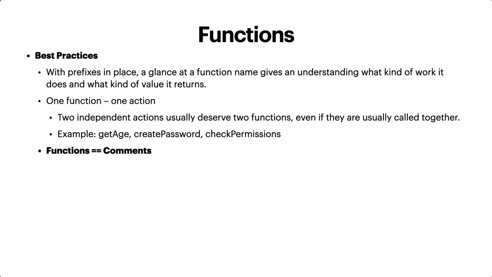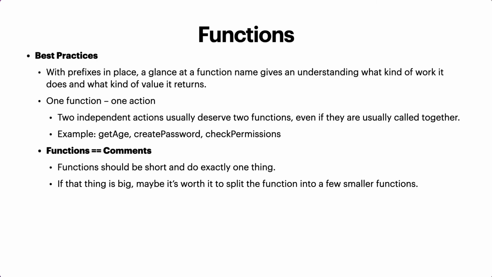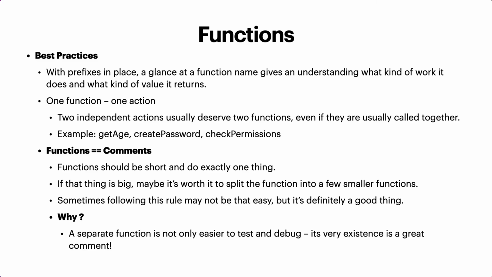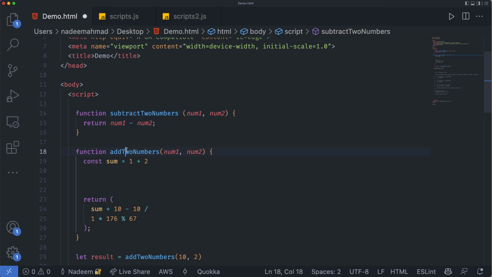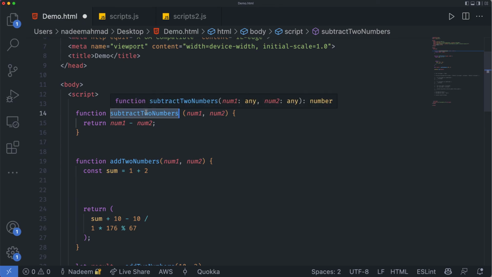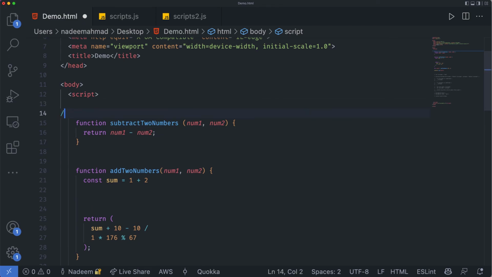Functions equal comments. What does it mean? Functions should be short and do exactly one thing. If that thing is big, maybe it's worth splitting the function into a few smaller functions. Sometimes following this rule may not be that easy, but it is definitely a good thing to do. Why? Because a separate function is not only easier to test and debug, its very existence is a great comment. By the function name, whatever we name the function, we directly know that this function does addition of two numbers. This function takes two numbers and subtracts them. So we don't need to write some extra comments for that.